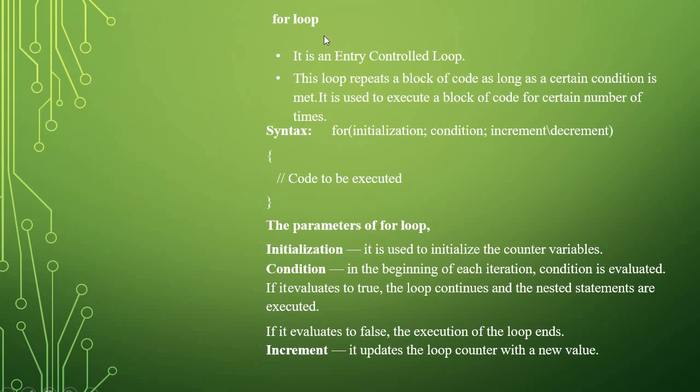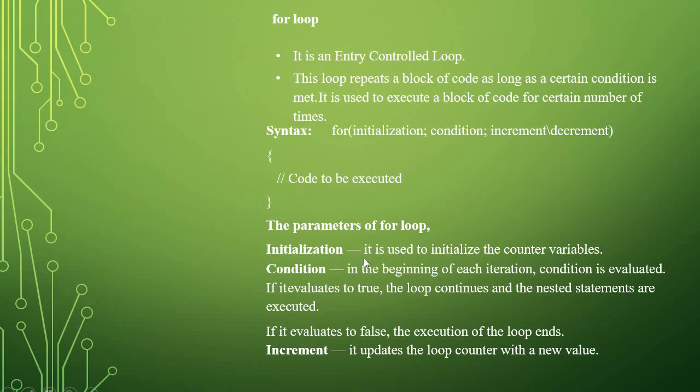First one is the for loop. It is an entry controlled loop. The for loop is called an entry controlled loop. This loop repeats a block of code as long as a certain condition is met. It is used to execute a block of code a certain number of times. The syntax is for, initial value, condition, then increment or decrement value. Within the open and close braces, the code to be executed.